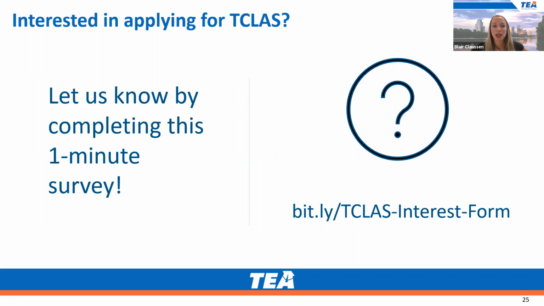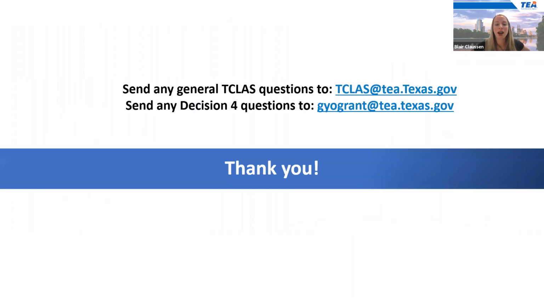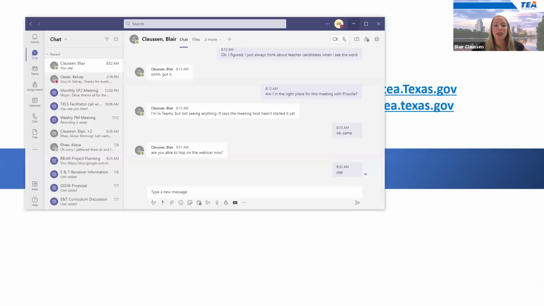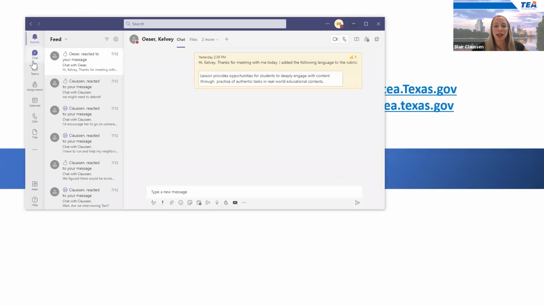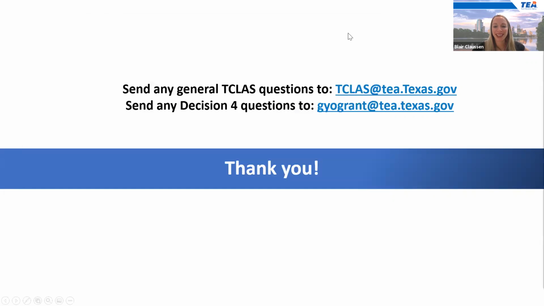And as y'all are doing that, as Ron mentioned, if you have any follow-up questions, if they're general about TClass, there's a TClass email, tclass@tea.texas.gov. If it's specific to this decision point, Grow Your Own, then that would be gyogrant@tea.texas.gov.